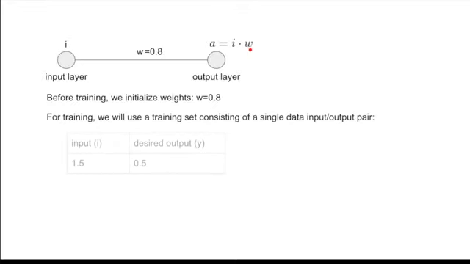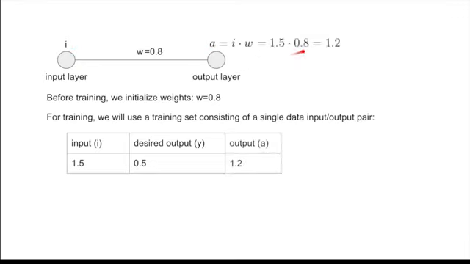We randomly initialize the weight to 0.8, and we have a simple training data set consisting of an input 1.5 and desired output 0.5. So with I being 1.5, we would like this network to produce the value 0.5. With the current weight, however, you can see that it actually produces 1.2.